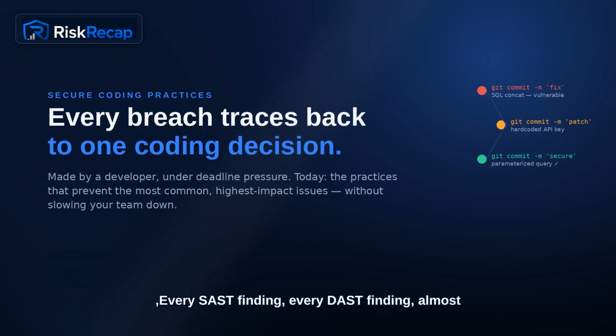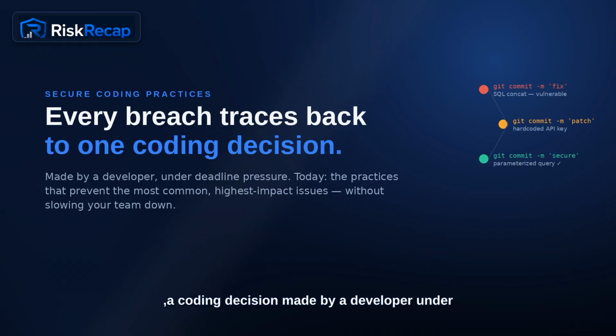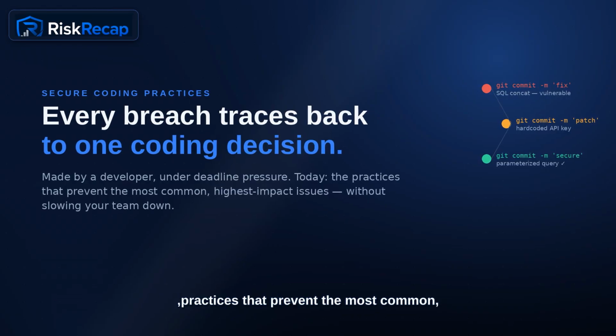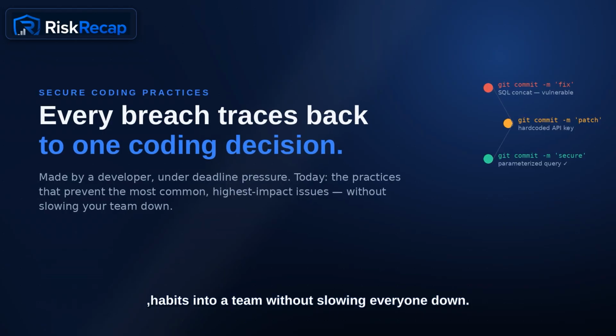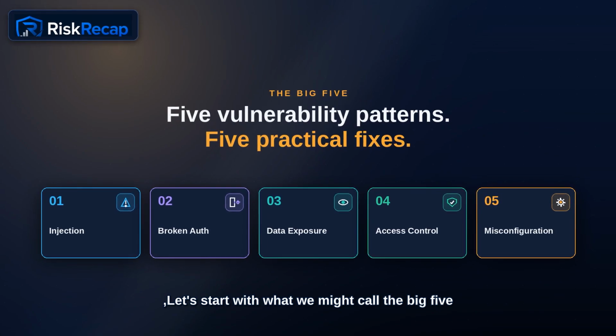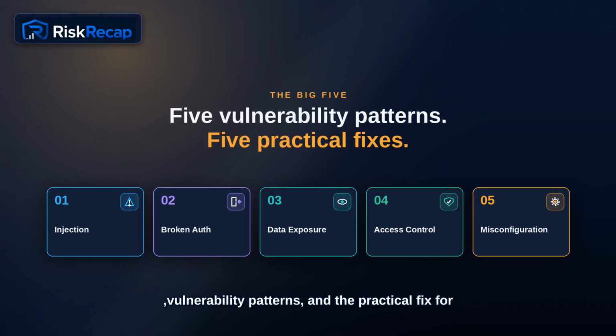Every SAST finding, every DAST finding, almost every breach you've ever read about traces back to a coding decision made by a developer under deadline pressure. Today we're talking about the secure coding practices that prevent the most common, highest impact issues and how to build these habits into a team without slowing everyone down. Let's start with what we might call the big 5 vulnerability patterns and the practical fix for each one.